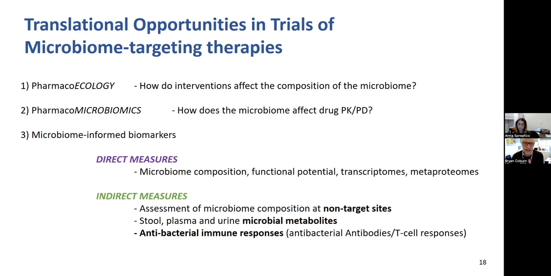So direct measures like how do you change the microbiome composition? How do you change microbiome function or transcriptomes or proteomes, but also indirect measures of the effect of the microbiome. Things like how giving a gut targeting microbiome consortium affects non-target microbiomes like the mouth, skin, or elsewhere, how microbiome targeting affects stool, plasma, or urine microbial metabolites, and also how therapeutic microbes induce immune responses in the host, such as bacterial antibodies or T cell responses that may be related to tumor immunotherapy responsiveness. Next slide.